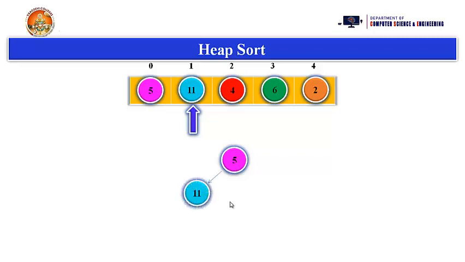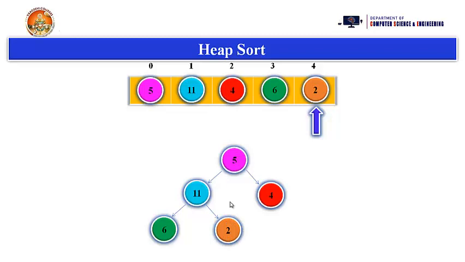Then move the pointer to the next location. The element is 4. Now we need to take the 4 as a right child of 5. Then move to the next index position. The element is 6. Now we need to take the 6 as a left child of 11. Then move to the next location, 2. Now we need to take the 2 as a right child of 11. So this is the creation of a tree.